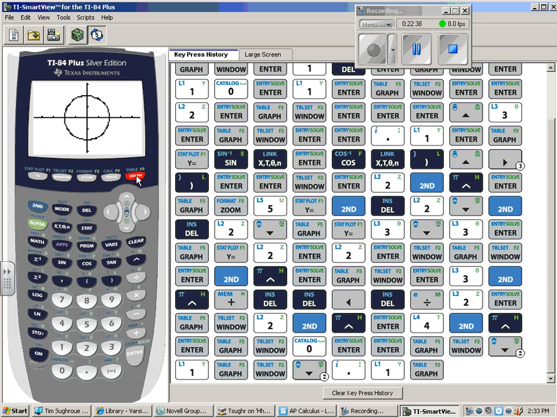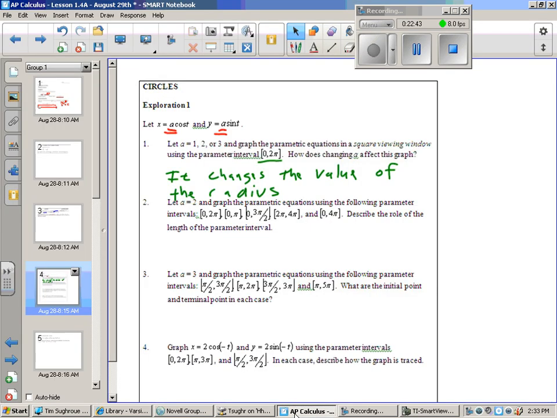All right. So what has changed if we come back and answer this question? Let A equal 2. What is changing here when we change the size of the parameter interval? It's changing the period of the function. Period maybe isn't the best word, but it changes how much of this curve is going to get graphed. Okay? Changes the period of the curve.